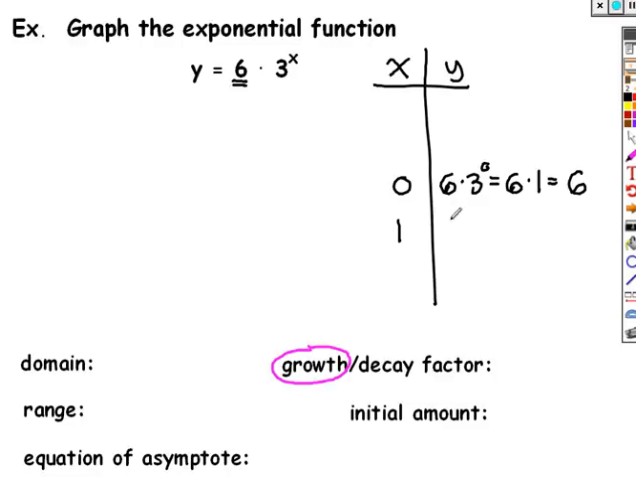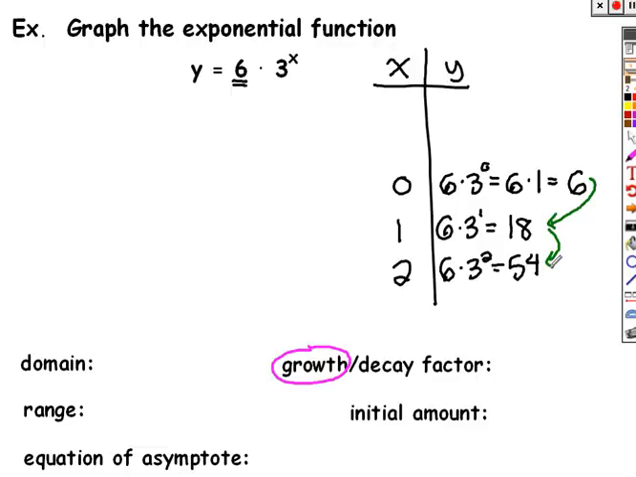If I plug in 1, 6 times 3 to the first power would give us 18. If I plug in 2, 6 times 3 to the second power, or 6 times 3 times 3, would give us 54. And make a note of what's happening here. As x is getting larger, I'm multiplying my y values by 3 over and over and over again. So if I multiply by 3 again, well, 54 times 3 should give me out 162.